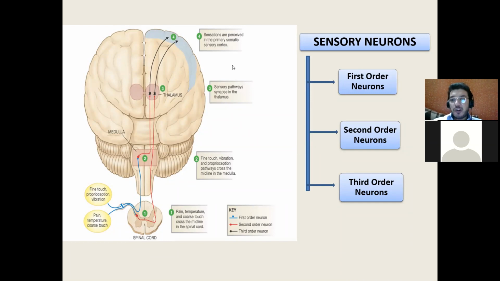Now, from the first order neurons come the second order neurons. Second order neurons are the red colored neurons in the picture. You can see that when there is a synapse in the spinal cord, the second order neurons crisscross. That means from the left side they go to the right side, and then they travel all along the brainstem. Now you can see a slight blue color shade at the top of the brain where number 4 is written.